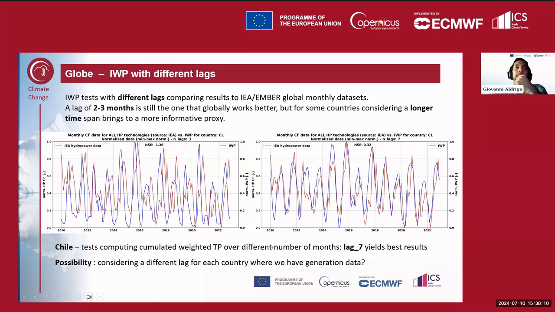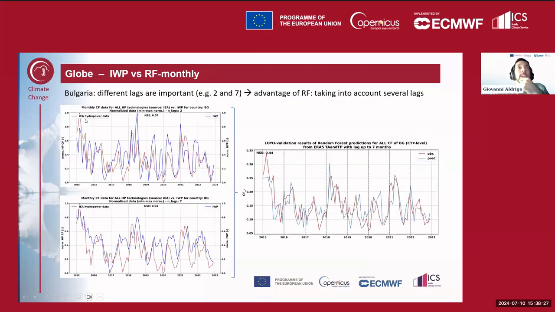So again, the strength of the random forest model is that we can use different lags and let the model understand what is more useful to keep. And in fact, this last example is for Bulgaria. In this example, we see in the upper panel the proxy considering 2 months of lag, and down here considering 7 months. And so we see that there is some information to be taken in both cases. And again, this is the strength of the random forest.